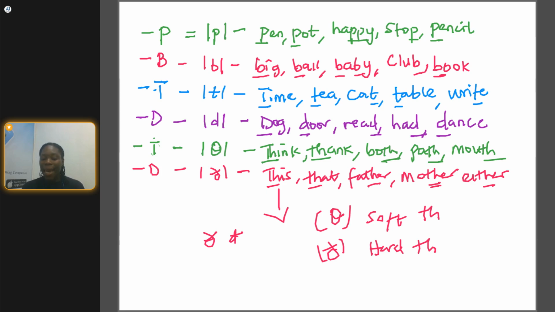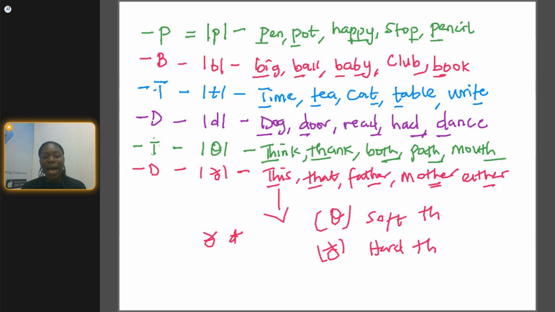We looked at letter K, giving us the k sound. We looked at letter L, giving us the l sound. We looked at letter M, giving us the m sound. We looked at letter N, giving us the n sounds. And we looked at letter P, giving us the p sound. We looked at letter R, giving us the r sound.